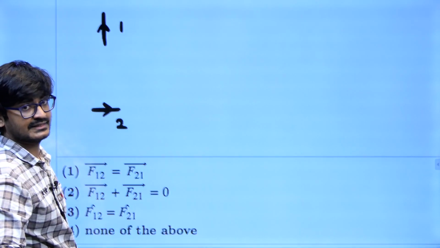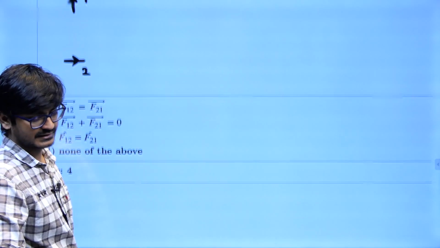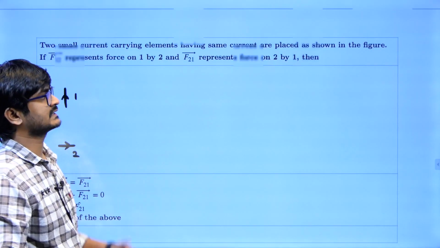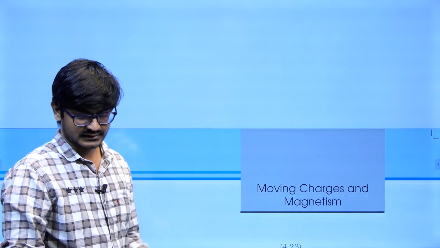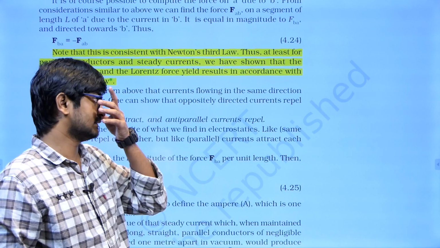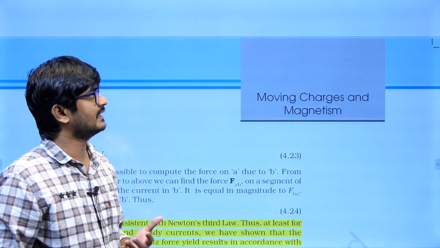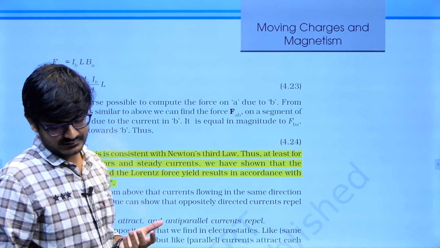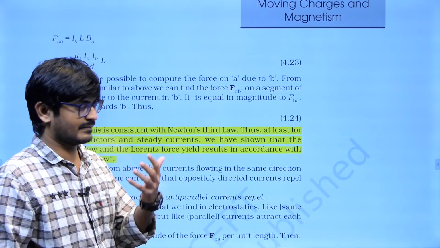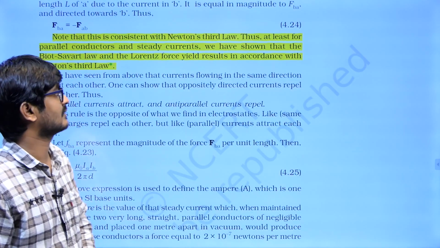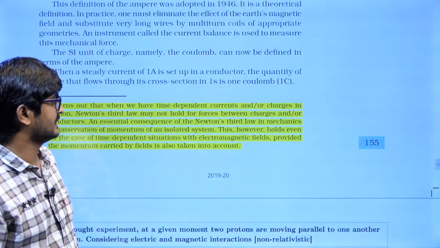So I can clearly say they are not equal. So Newton's third law of forces won't be valid. So be careful in magnetism, be careful if you are applying Newton's third law. And it was picked from here, right?